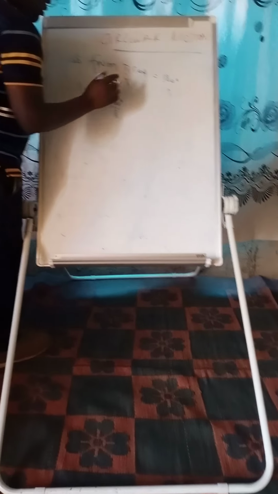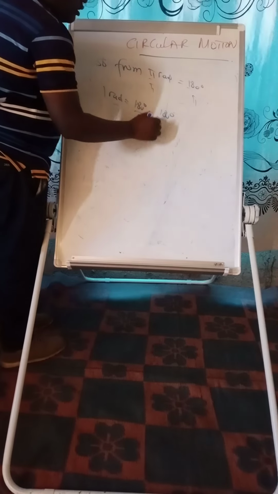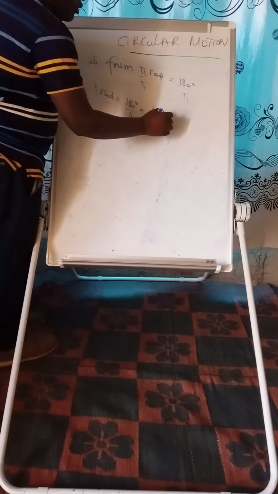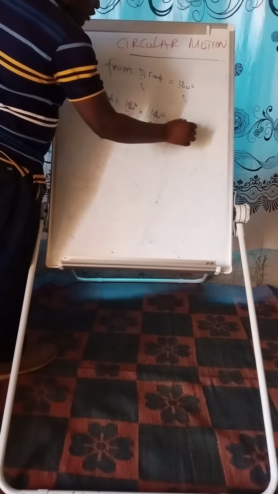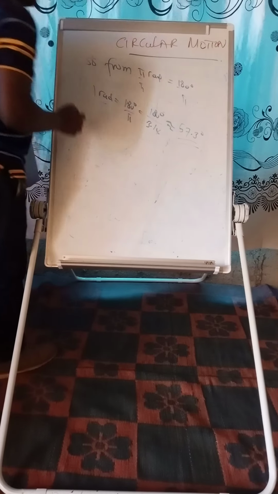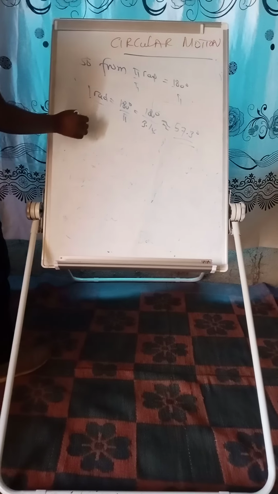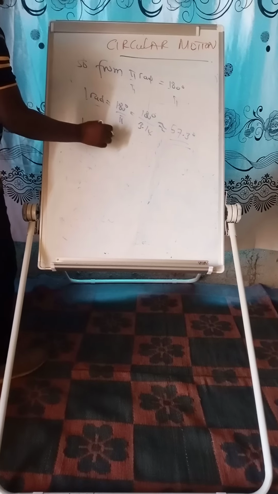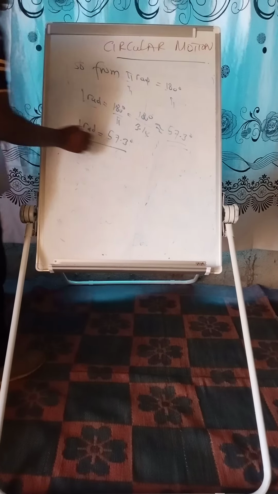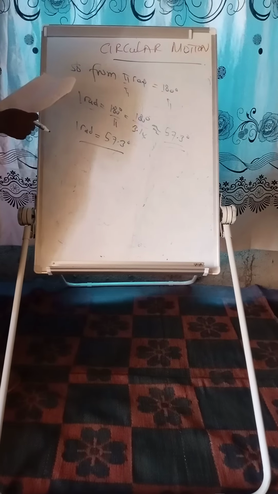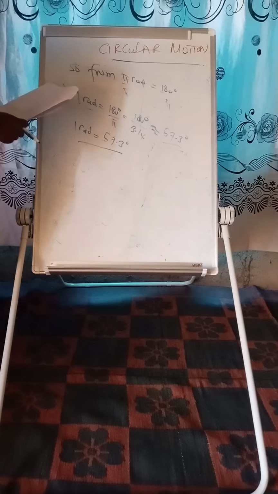So if you take 180 degrees over pi, with pi as 3.14, it will approximately equal 57.3 degrees. So this is how radian is related to degrees. So 1 rad is equal to 57.3 degrees.